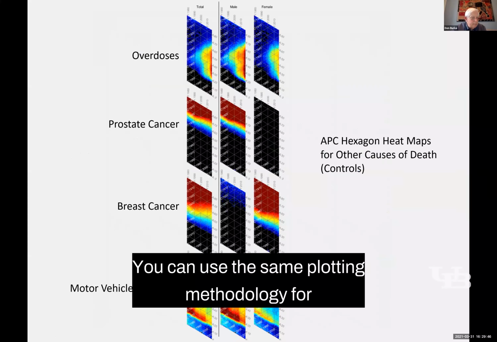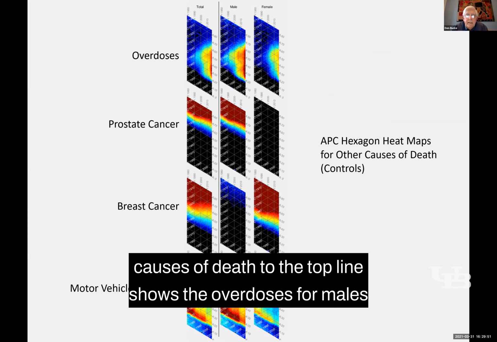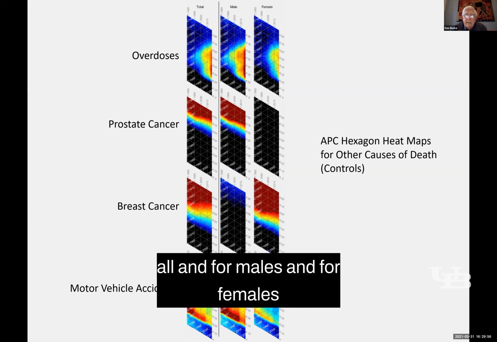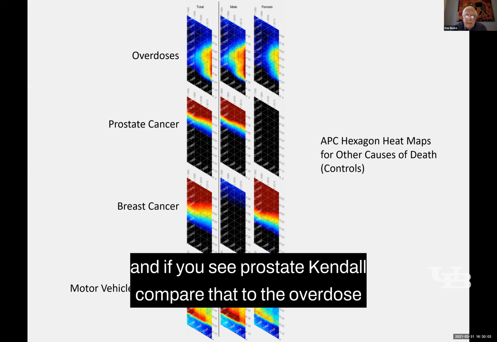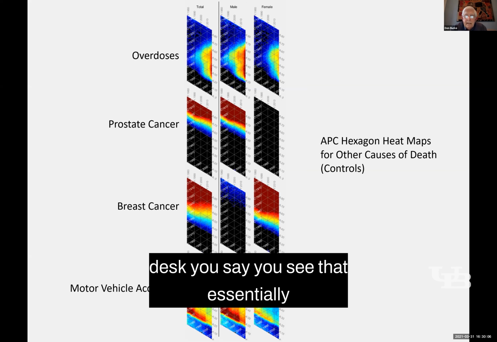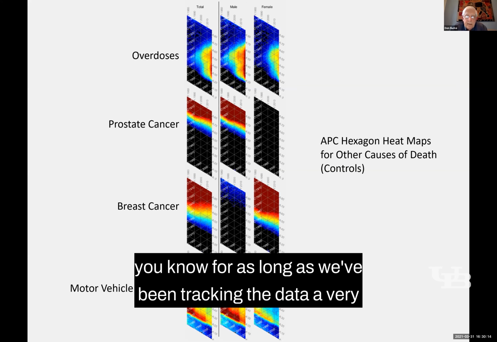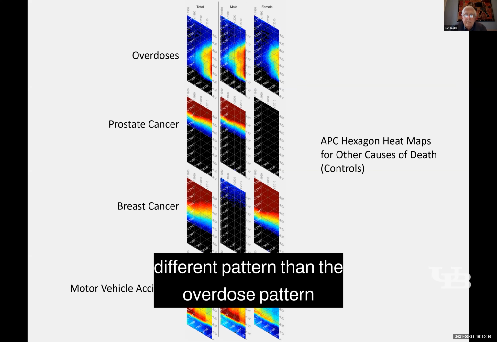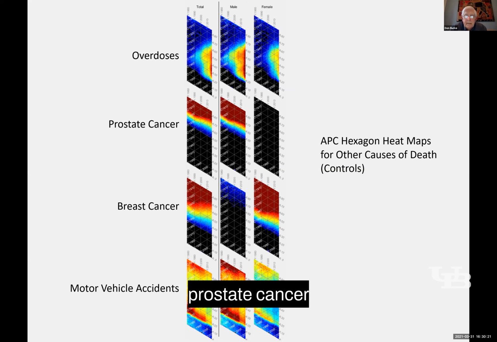You can use the same plotting methodology for lots of other causes of death too. The top line shows the overdoses for males, all, and for males and for females. You can do the same thing for prostate cancer deaths. And if you compare prostate cancer to the overdose deaths, you see that essentially people older than age 60 have been dying from prostate cancer for as long as we've been tracking the data, a very different pattern than the overdose pattern. And females, they're obviously not dying of prostate cancer.